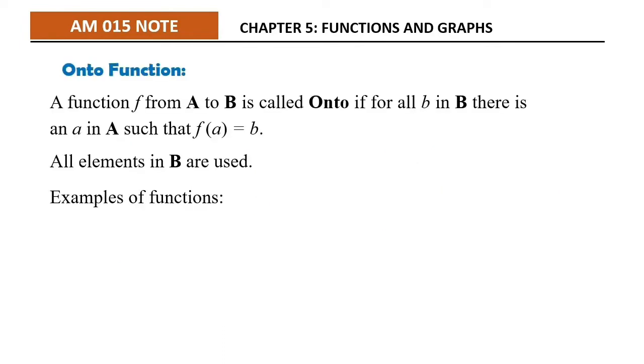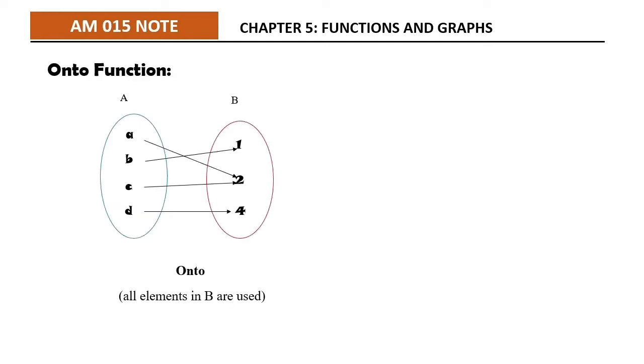Onto function. A function f from A to B is called onto if for all b in B there is an a in A such that f(a) equals b, and all elements in B are used. Example of this function, onto function. For every element in B there is one element in A that is connected to it, and all elements in B are used.